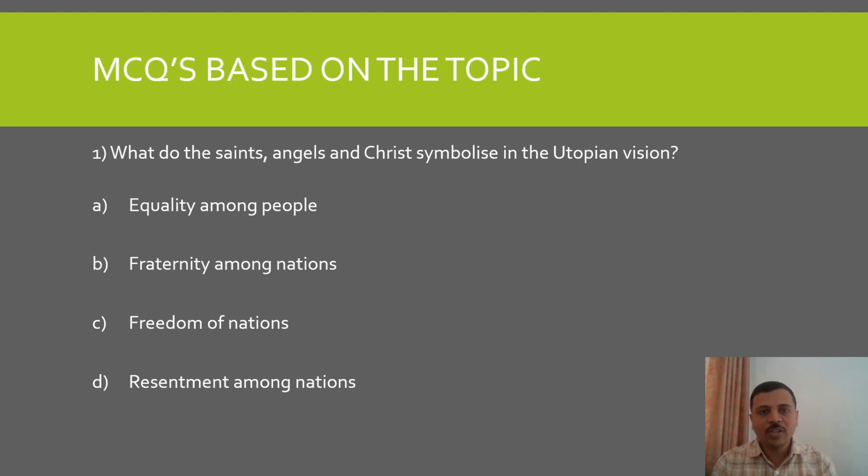What do saints, angels, and Christ symbolize in the utopian vision? Now, let me talk about this word utopian. It simply means too ideal to exist. It is so ideal that it cannot exist. So, Frederick Sorrieu's vision is said to be very ideal. It is so ideal that it is unlikely to exist. So, now the question is, angels and Christ, what do they symbolize in this particular print? Utopian vision refers to the print by Frederick Sorrieu.